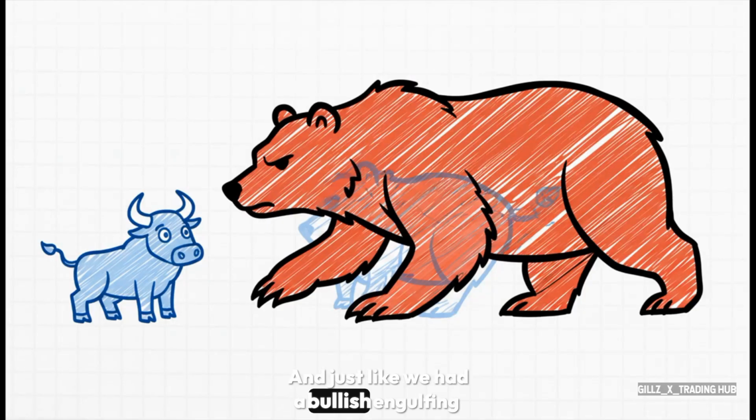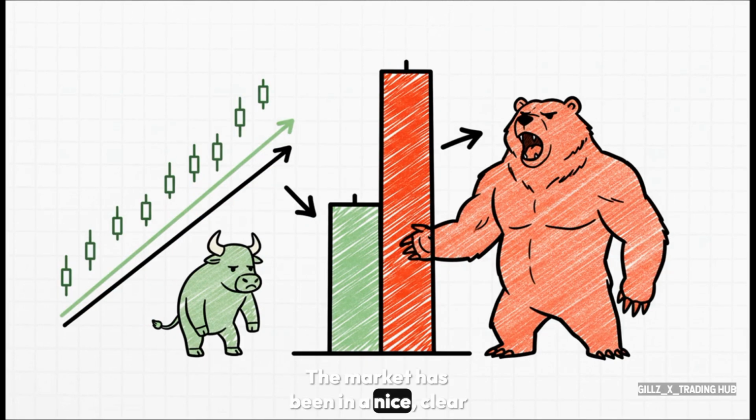And just like we had a bullish engulfing pattern, yep, you guessed it, there's a bearish version. And believe me, it's just as powerful. This is a sign that the party might just be over for the bulls. The market has been in a nice, clear uptrend. That's our green candle. But the very next period, the sellers come in with overwhelming force. The red candle they form completely engulfs the entire body of the previous green one. It's just a decisive signal that the bears have taken over the driver's seat.